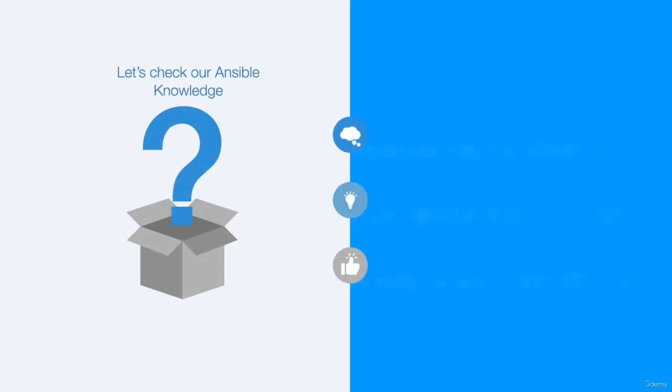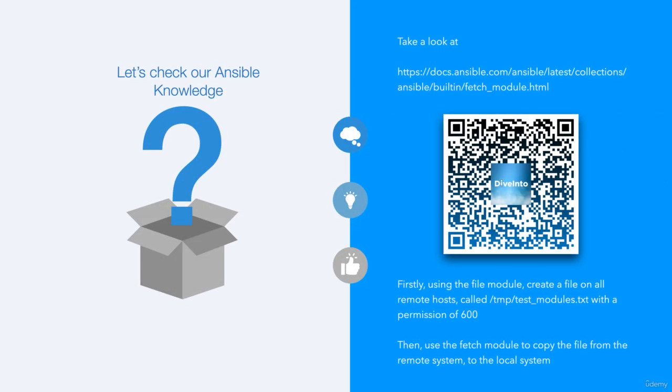What I'd like you to do here is to take a look at the fetch module. The documentation is here. I would like you to try and do the following. Create a file on the remote host called /tmp/test_modules.txt with permissions of 600. Using the fetch module, copy the file from the remote to the local. Pause the video for a few moments and give that a try.